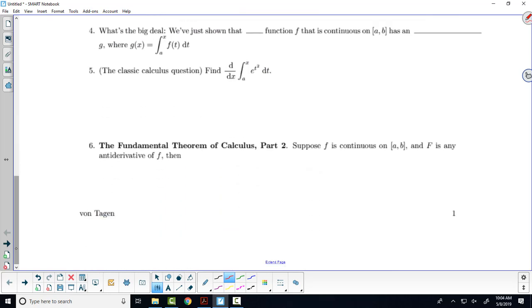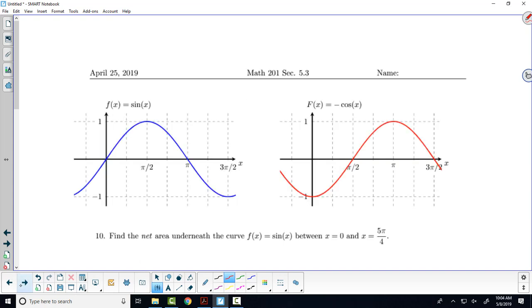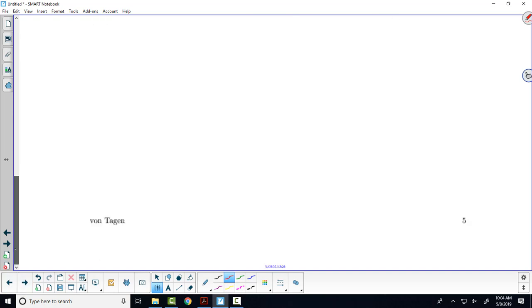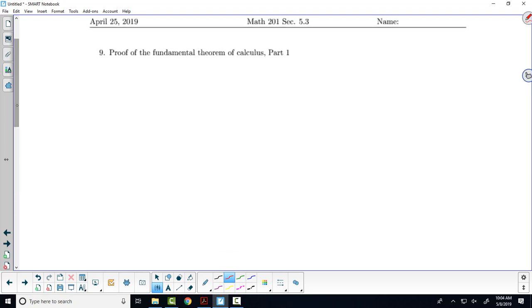Okay, so I now want to go ways down into this document. Oh, I think we're on page 5 here. And let's prove the fundamental theorem of calculus.